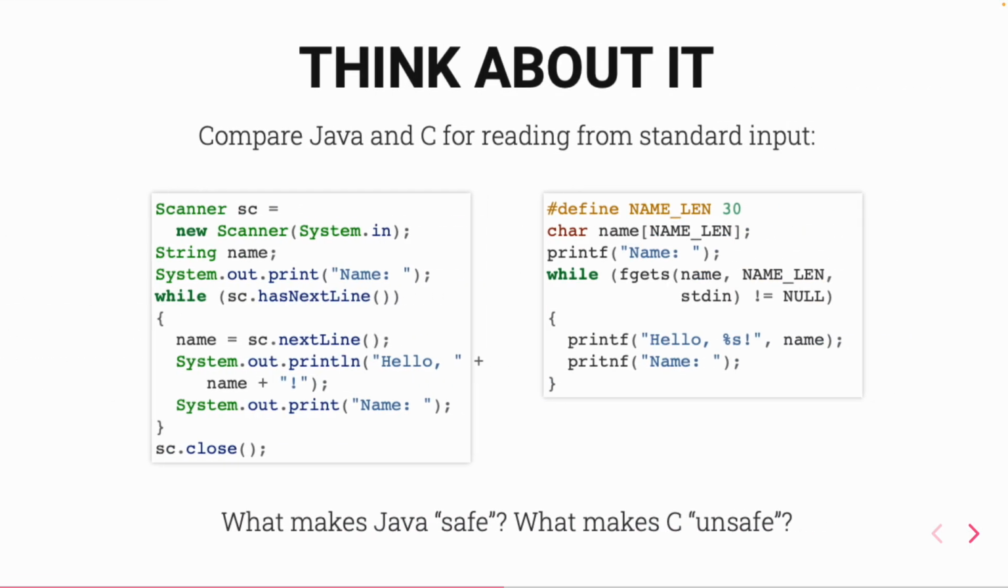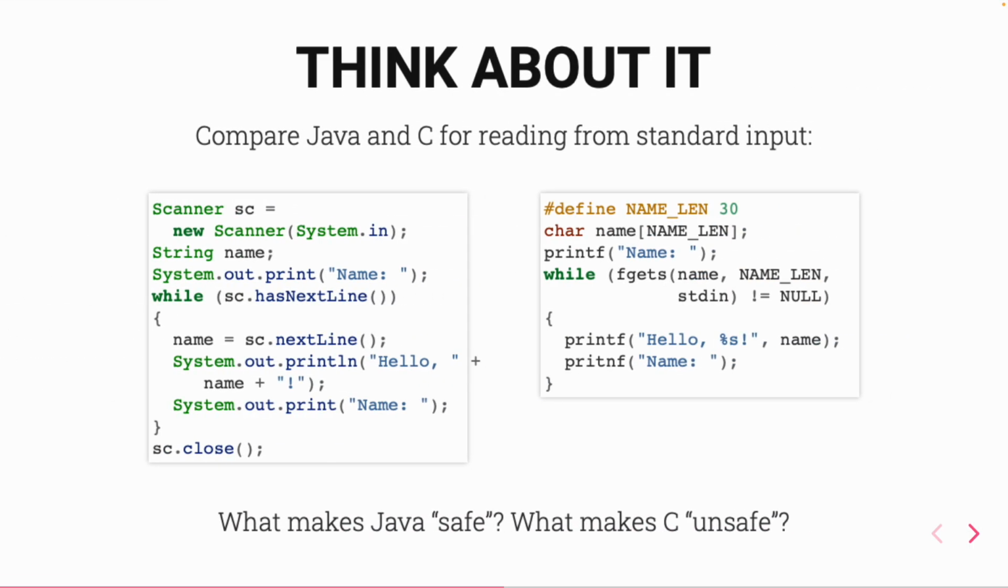So I think that's it. Oh yeah, maybe think about this for a little while. Reflect upon it while you're studying. What makes Java safe? What makes C unsafe? It's bounds checking.